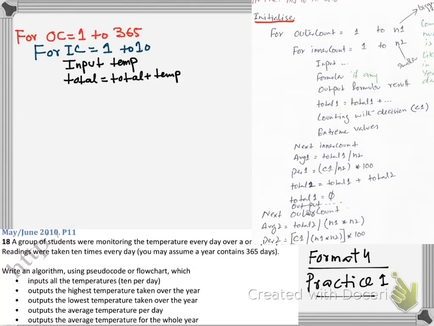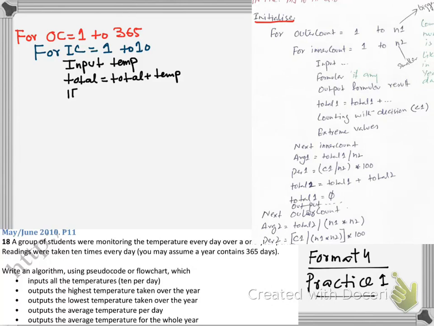So output highest, output lowest, output average. We don't need anything like counting with decision except extreme values. And you see extreme values they require for the whole year. So they would come where it is mentioned in the format. So let's just do that.